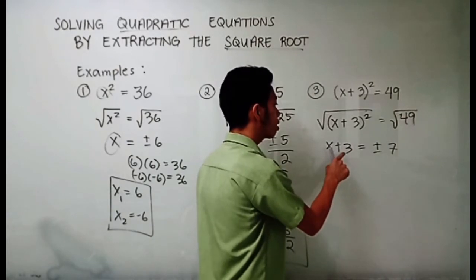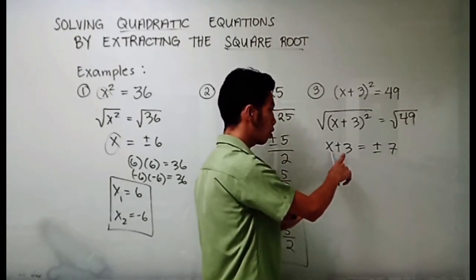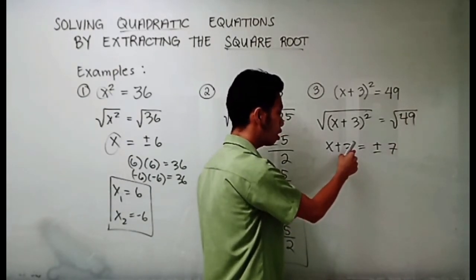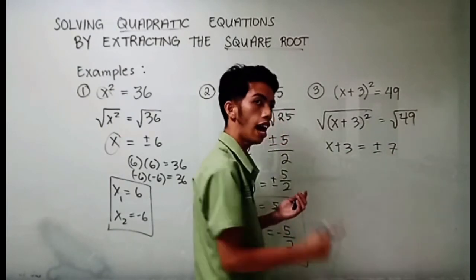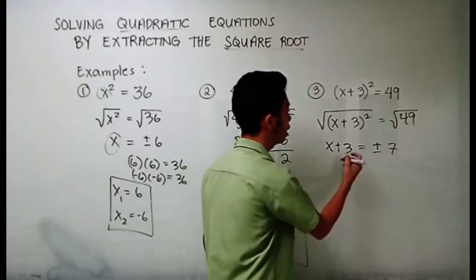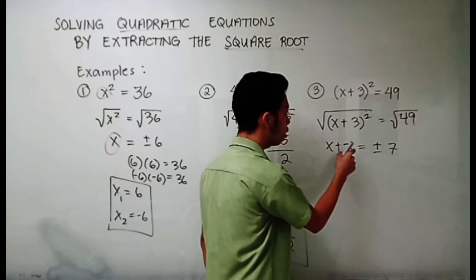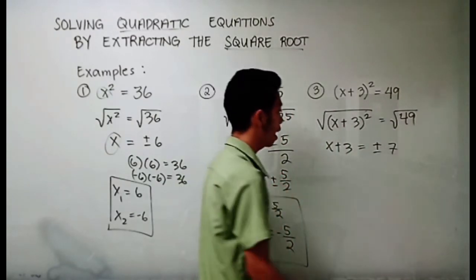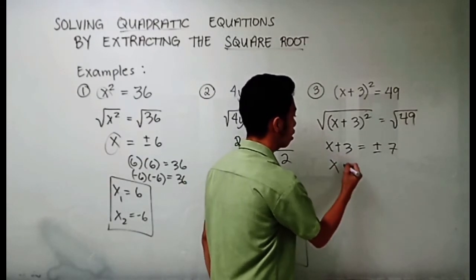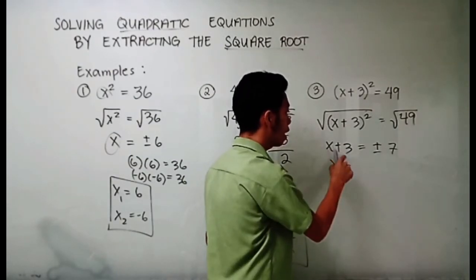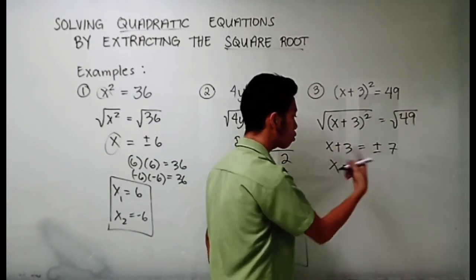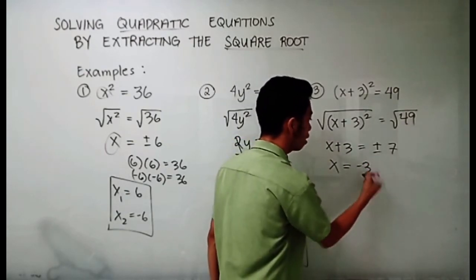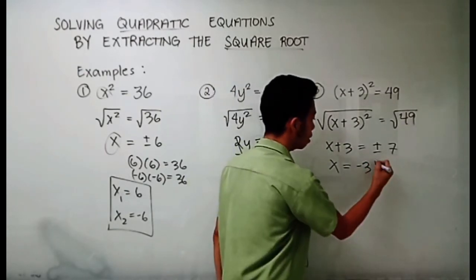So, gagamitin natin yung additive inverse, mawawala si positive dito, mapupunta sa right side. Additive inverse ang tawag doon. Kapag naglipat na tayo ng number sa right side, additive inverse ang tawag sa kanya. So that will be x is equal to, dahil positive siya dito, pag nilipat ko sa right side, magiging negative 3. We have negative 3 plus or minus 7.